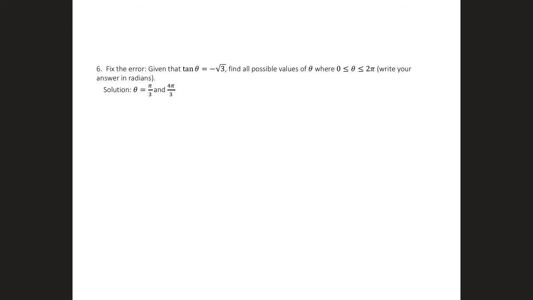It says, given that tangent of an angle is negative root 3, we want to find, again, just all the possible angles on the unit circle where tangent of that angle is negative root 3. And it gives us a solution. We have to fix the error in the solution. It says the angle is pi over 3 and 4 pi over 3.